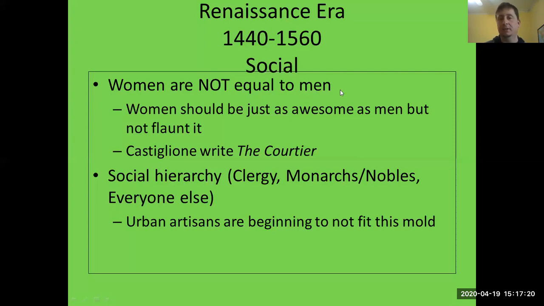And this goes back to the idea of Roman times when Roman men were the head of the household. So we'll get into more of that as we go through here. As far as the social hierarchy goes, usually when we talk about the Renaissance, we talk about Italy the most, but by and large, throughout all of Europe, we've got the three estates, right? We've got the clergy, the first estate, the monarchs and the nobles, the second estate, and then everybody else.